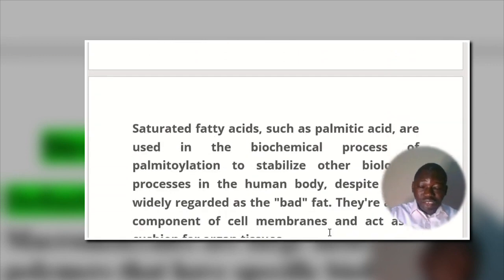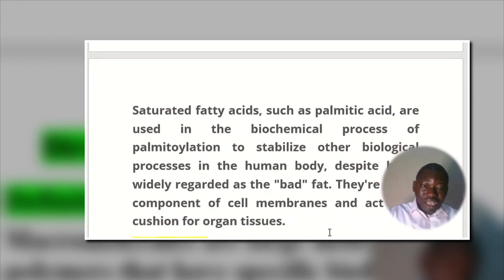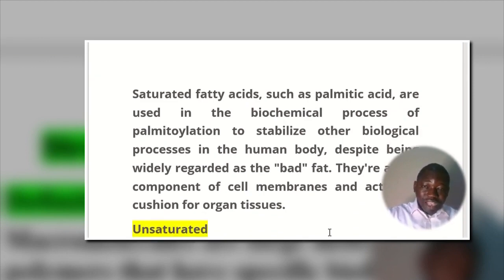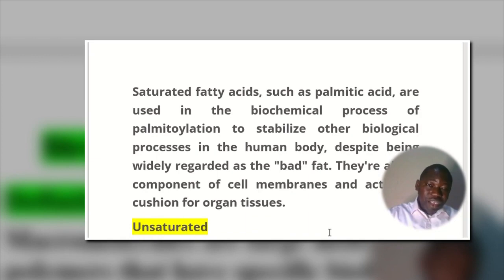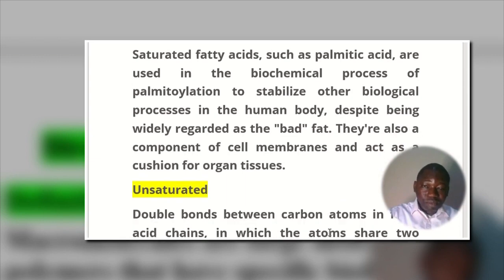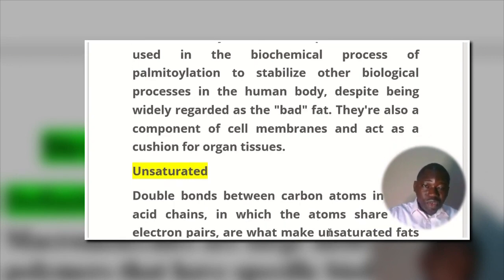Saturated fatty acids such as palmitic acid are used in the biochemical process of palmitoylation to stabilize other biological processes in the human body, despite being widely regarded as the bad fat. They are also a component of cell membranes and they act as a cushion for organ tissues.